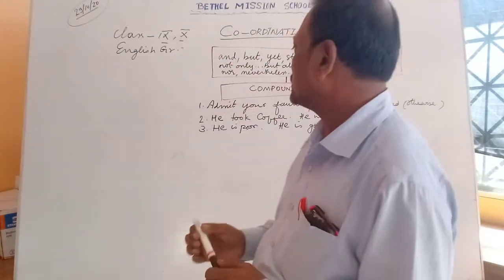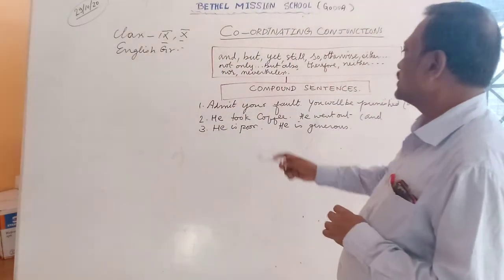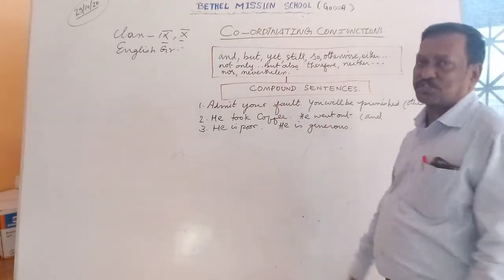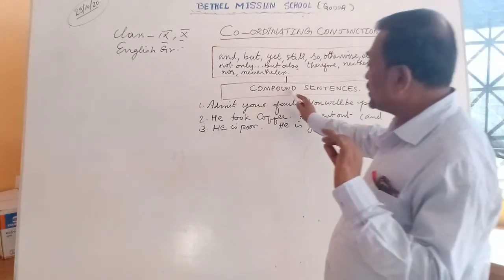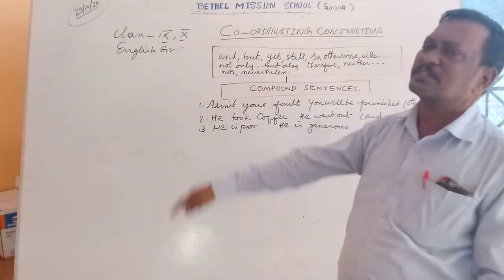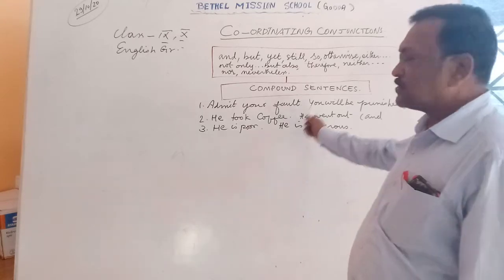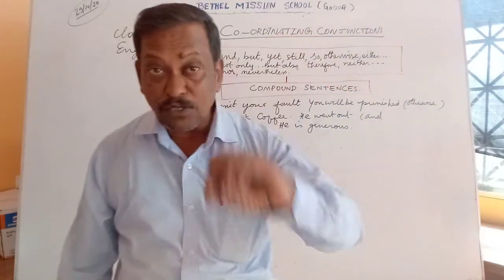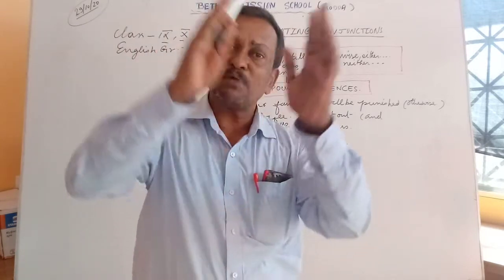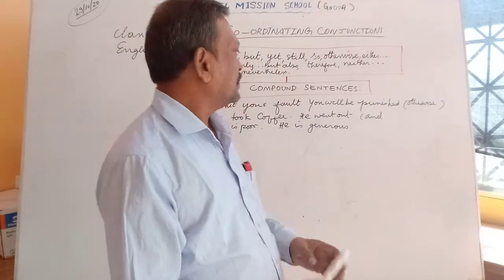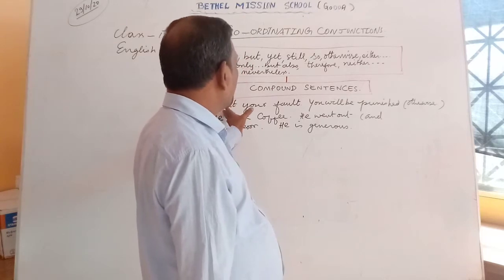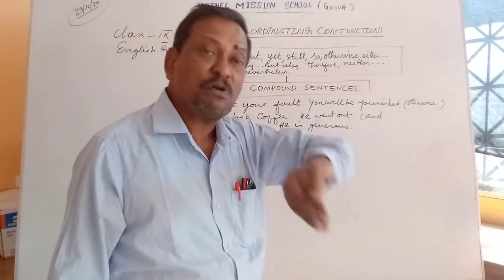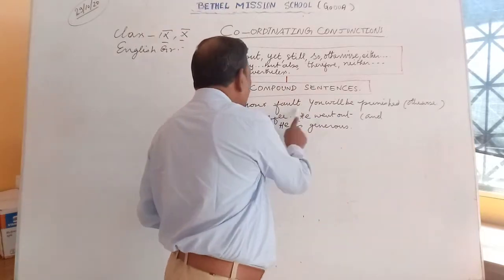Compound sentence. Look at this. Admit your fault, you will be punished. Admit your fault is one sentence and it makes complete meaning. And look at the other part, you will be punished. This is also a sentence which makes complete sense by itself. Because you have a subject and a verb here: admit your fault, which means you admit your fault. So it gives you a complete meaning.